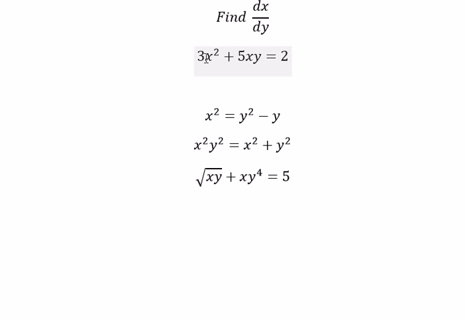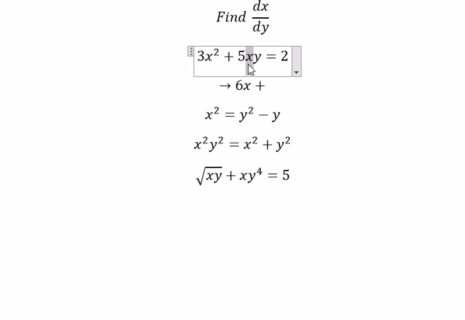First, we consider the first equation. If we take the first derivative of 3x squared, you get 6x. Next, we have 5xy. So in this situation, we apply the product rule. We find the first derivative of x, so you get 5y. Later we take the first derivative of y.